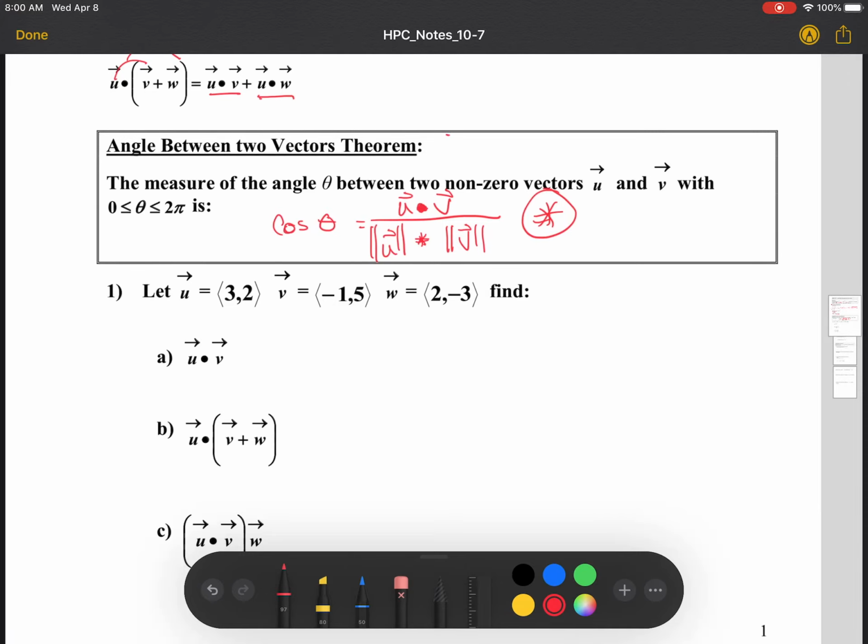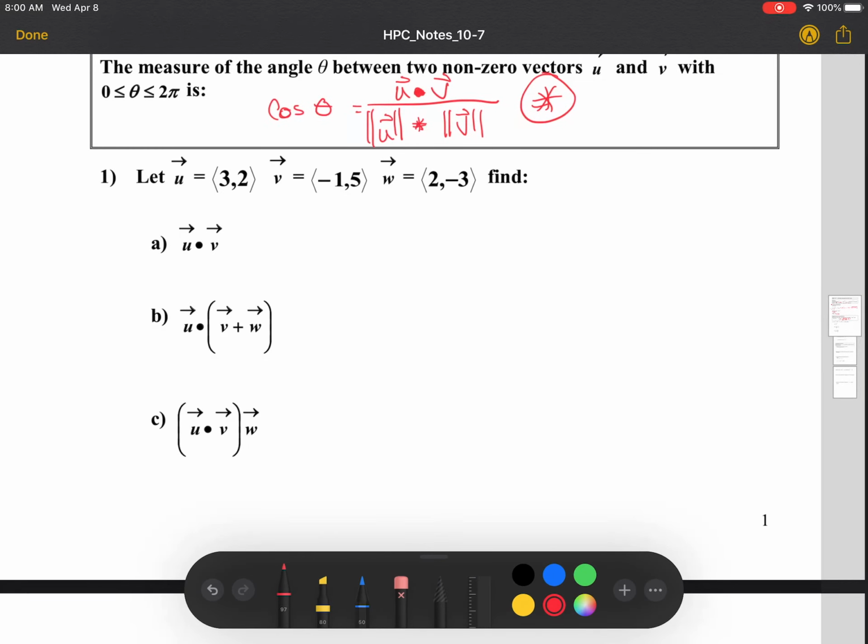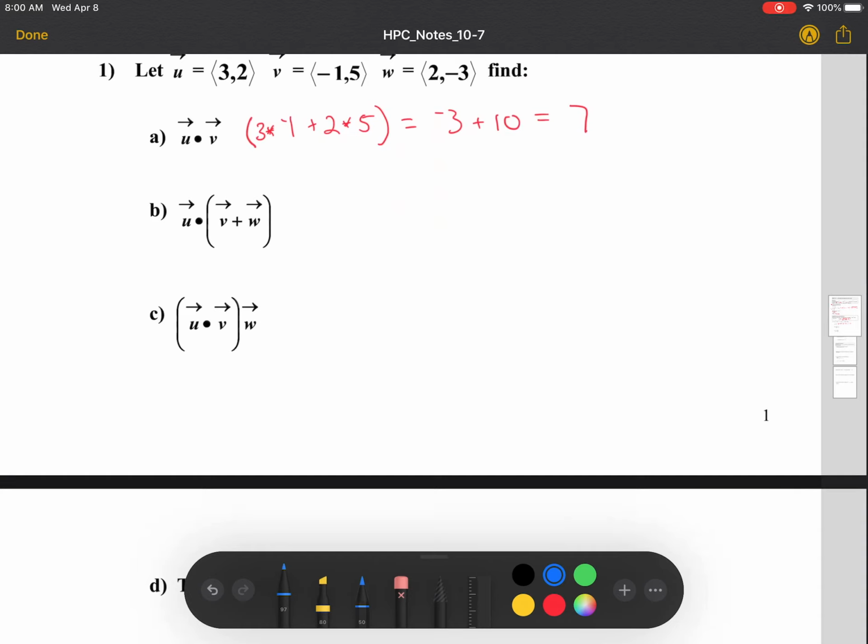Let us have vectors u, v, and w. Write those down so I can keep scrolling and doing these problems, because we're going to use them for the next couple. For A, we have u dot v. Let's multiply our x components: 3 times -1, plus 2 times 5, equals negative 3 plus 10, which equals 7. Just doing the dot product, multiplying those.